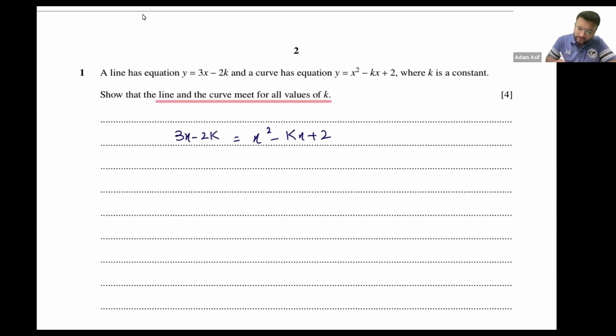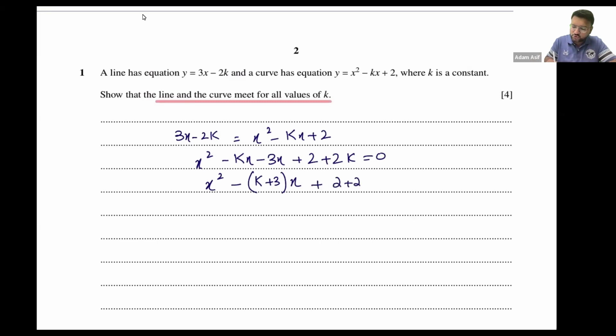Rearrange the terms. So you get x squared minus kx minus 3x plus 2 plus 2k equals 0. Now simplify it. If you take the minus sign common, you get (k plus 3) as the coefficient of x, plus 2 plus 2k equals 0. We need to show that the line and the curve meet for all values of k.